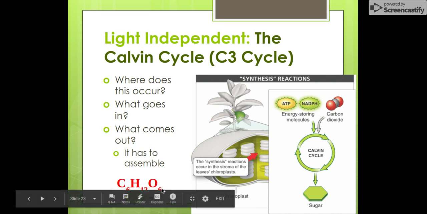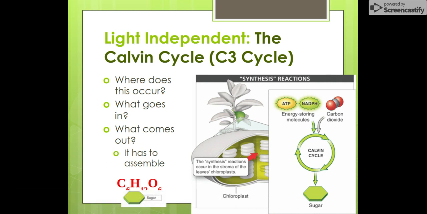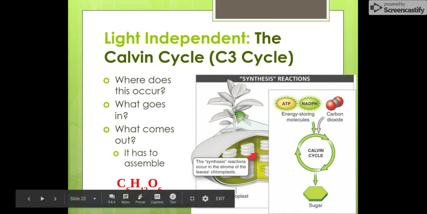Okay. And then what are we going to make? In this step, it's all about the sugar. We're making the glucose, C6H12O6. You will often see light-independent reactions referred to as the Calvin cycle.